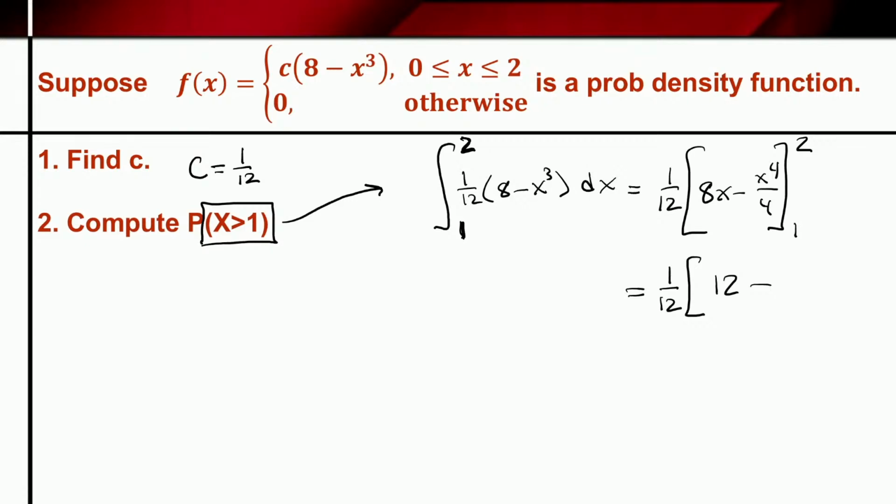Hannah, what do you get when you plug 1 into all of that? Yes, 7.75. That's 7 3/4. Let's write that as 31/4. Yeah, let's do that. And then 12 is 48/4. So let's see, 48/4 minus 31/4 is 17/4.